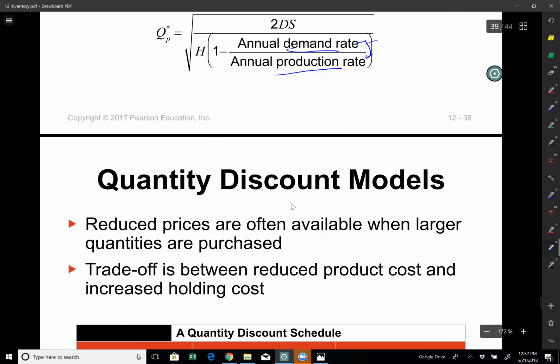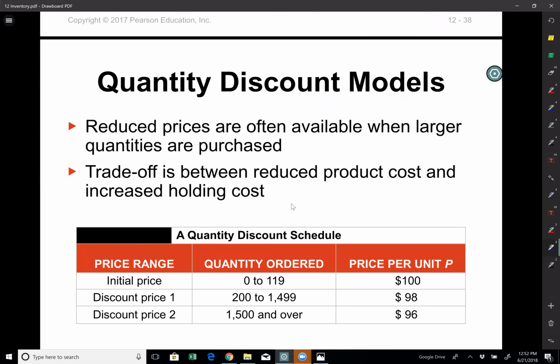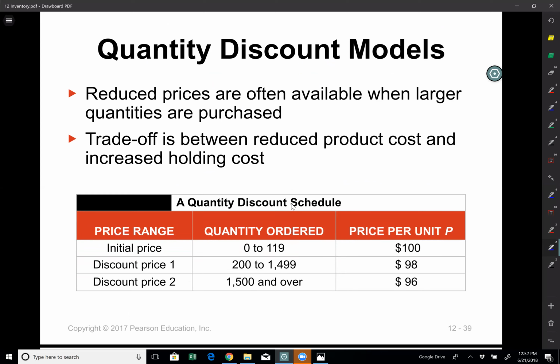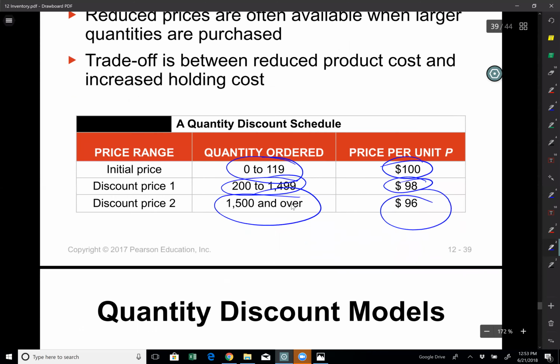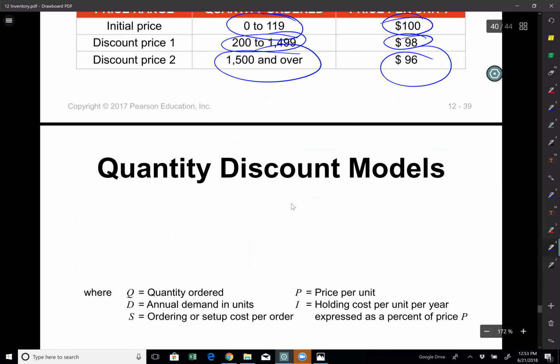Okay, so let's look at quantity discounts. This is the last thing I would like to talk about in this presentation. If we order more, we can get a better deal. For example, if I order less than 199, my supplier is charging me $100. If I order 200 to 1499 units, then I will get a better deal. If I order more than 1500 units, then I get an even better deal. So let's look at these quantity discount models.